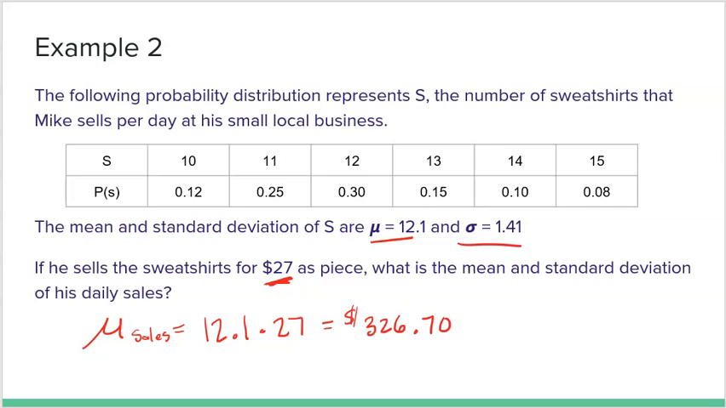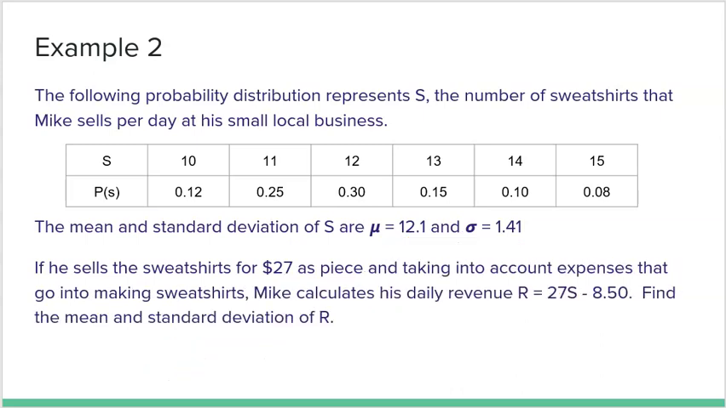And the same thing would be true for the standard deviation, which is also affected by multiplication. So I take the 1.41 and I'd also multiply that by $27. 1.41 times 27 is $38.07. So in the long run, after selling many days worth of sweatshirts, I keep wanting to say t-shirts, sorry, in the long run, Mike would expect daily sales of $326.70, but that would vary on average by $38.07 from the mean. Pretty easy. Let's look at a third example.